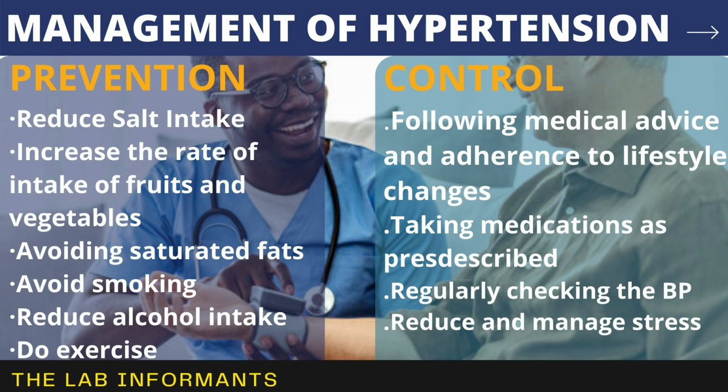If you have hypertension, here are some of the control measures that you can put in place in order to manage your hypertension effectively. You should follow medical advice and also adhere to lifestyle changes, like for example adopting the DASH diet. You should also take medications as prescribed by the doctor.